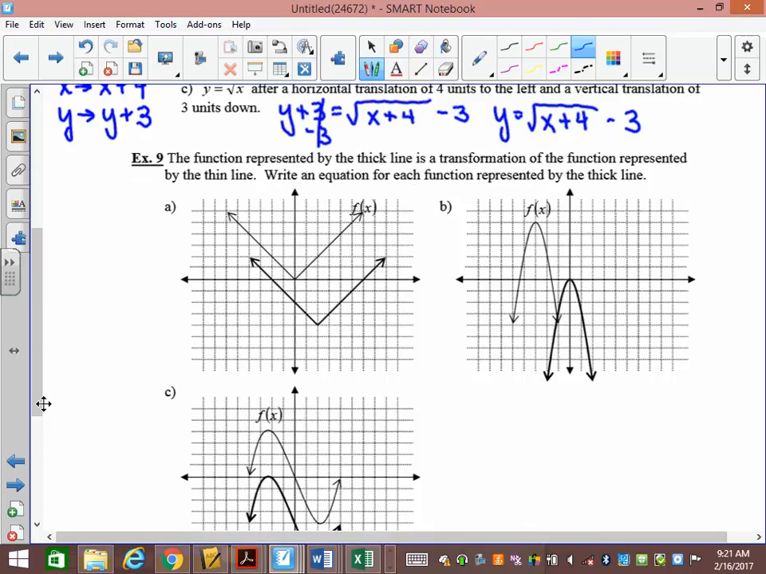Number 9. The function represented by the thick line is a transformation of the function represented by the thin line. So which one's the original? Thin or thick? Thin, moving to thick. Write the equation of the thick line. This is just an f of x graph, so technically our original is y equals f of x, and we're going to change that. So we're going from thin to thick. So we go 1, 2, 3, 4 down, and then 1, 2 right.